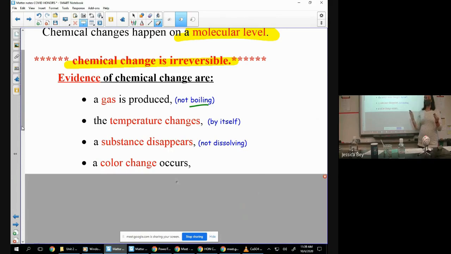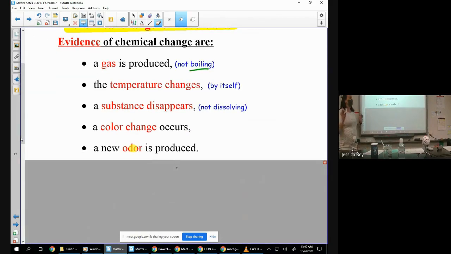A color change. That's one of the most classic ones that usually you talk about in middle school. You're like, a color change has occurred. Therefore, it is a chemical change. You can see my paper is now blackened. What is left of my paper is now this ashy white color. A new odor. Obviously, even through your mask up here, I can smell the burning paper.